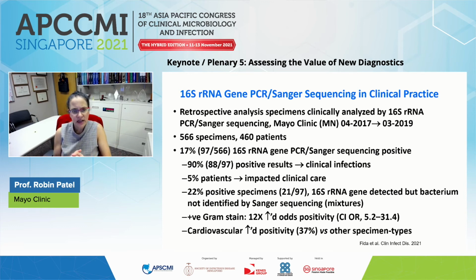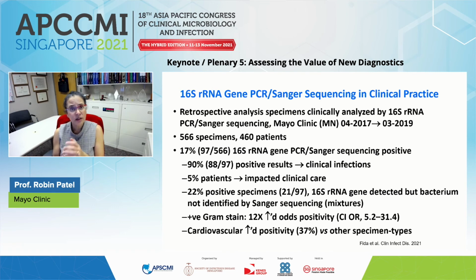17% of the tests were positive overall. 90% of the positive results were associated with clinical infections. In 5% of the patients, this test impacted clinical care. And in 22% of the positive specimens, the 16S ribosomal RNA gene was clearly detected, but I couldn't resolve it with Sanger sequencing, probably because it's a mixture. So we have now moved on to use next generation sequencing here, but that was a limitation of this study.